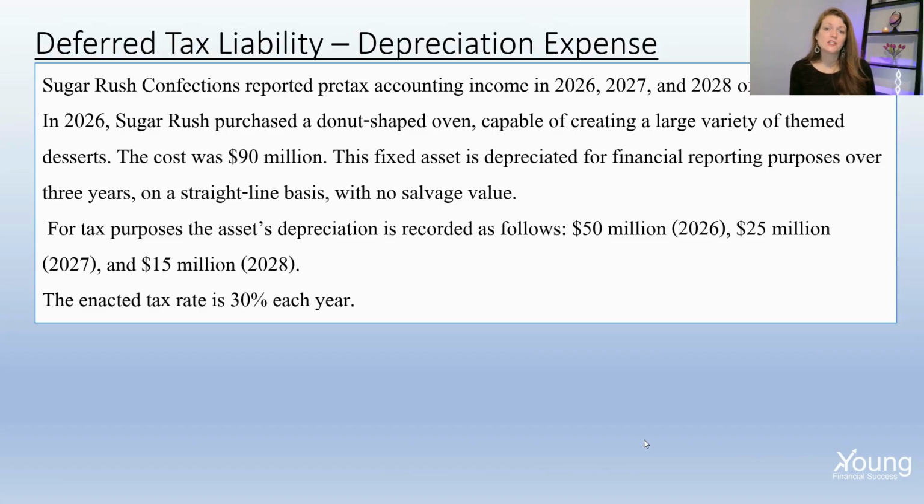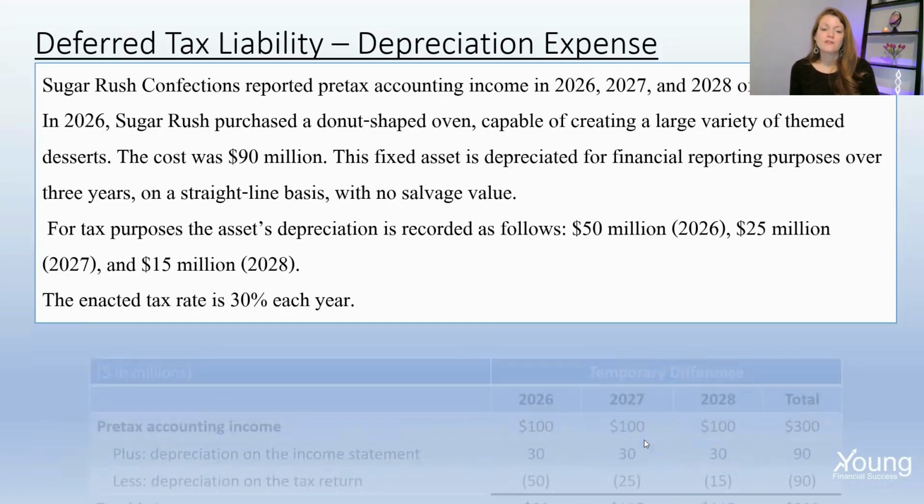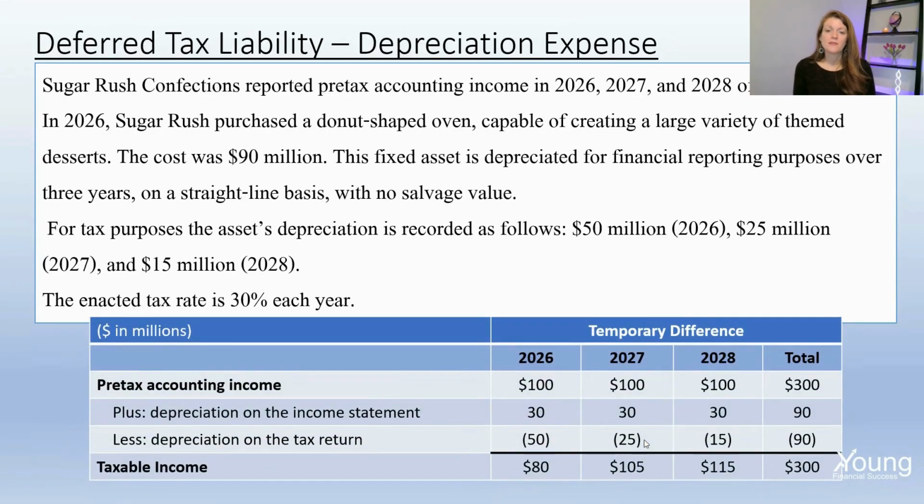In 2026, they're recording 50 million, 25 million in 27, and in 2028, they're recording 15 million. So it'll be the same amount. It's the whole 90 million they're depreciating. They're just doing it at a different rate. And then they have their 30% tax. So same kind of chart we saw here.